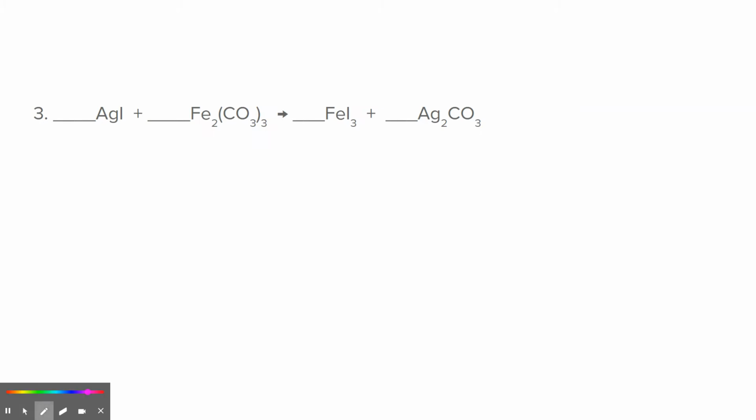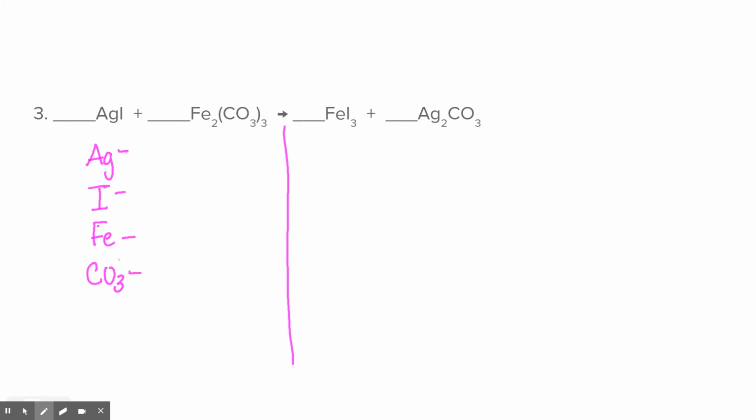Example number 3. Write out all of our parts. Notice we have 3 single elements and then 1 polyatomic. We're going to write the polyatomic ion all together. Go ahead and count how many we have of each. Write them on the product side and count how many we have.